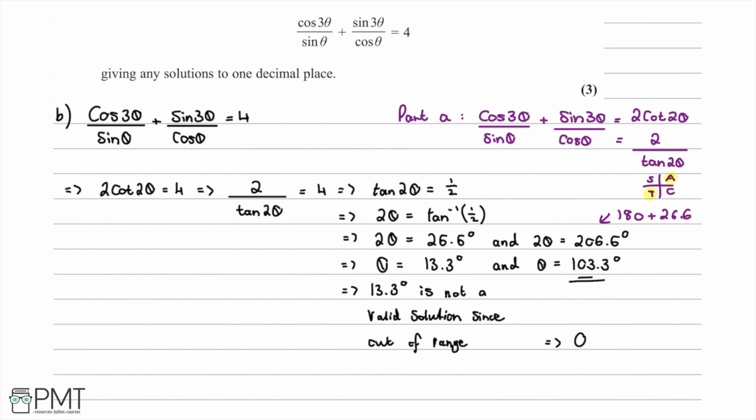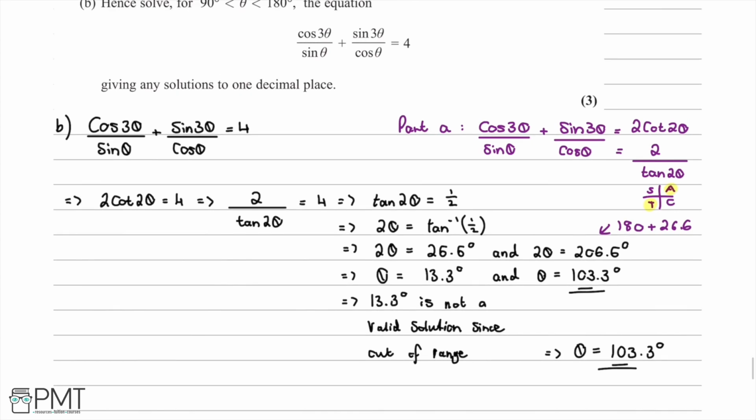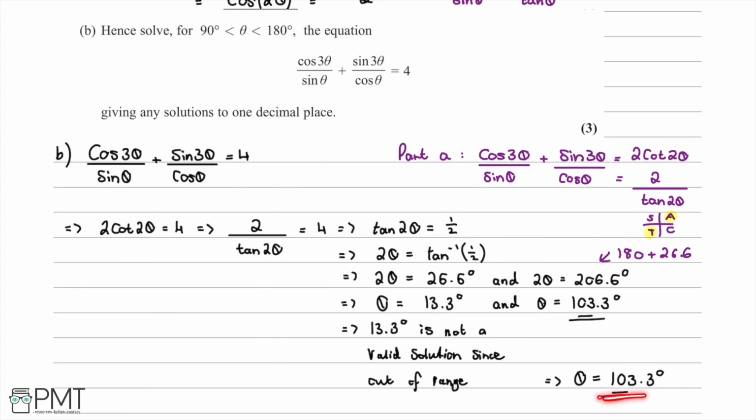So therefore we conclude that theta is going to be equal to 103.3 degrees. And we're asked in the question to give our solutions to one decimal place, and that's what we've done here with 103.3 degrees. So in this question, where were our marks available? So we achieved our first mark for getting to this stage here. So when we said that 2 over tan 2 theta was equal to 4. So basically, if we're using our knowledge of what we did in the previous part of the question, we can then pick up our first mark there.